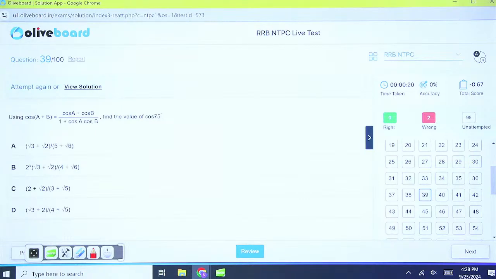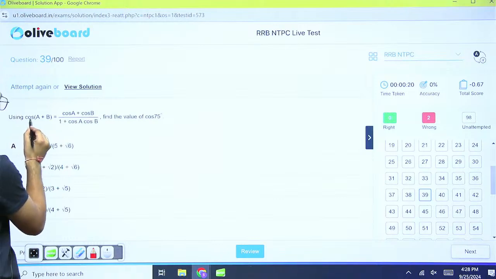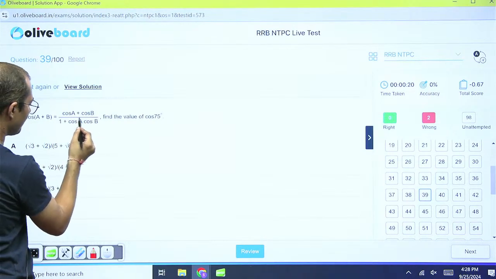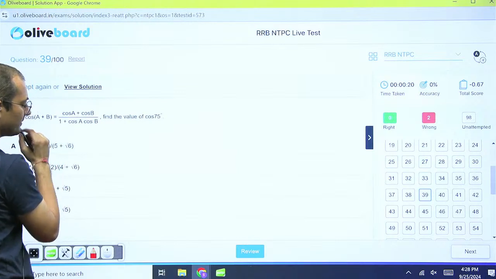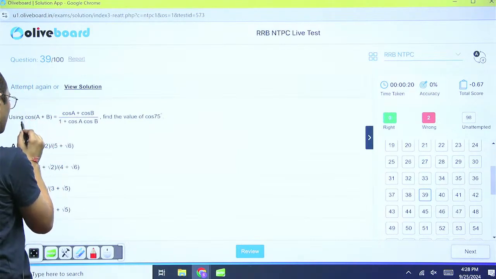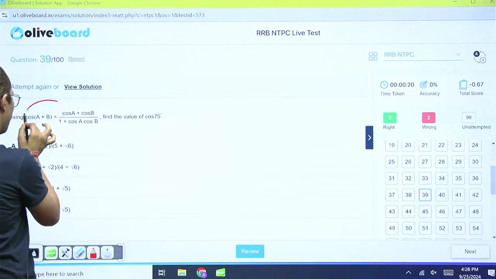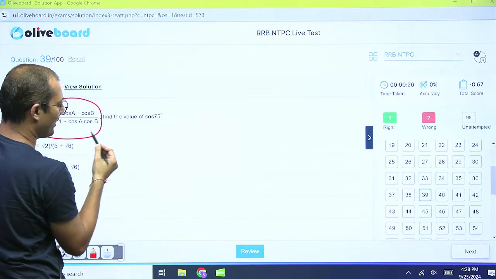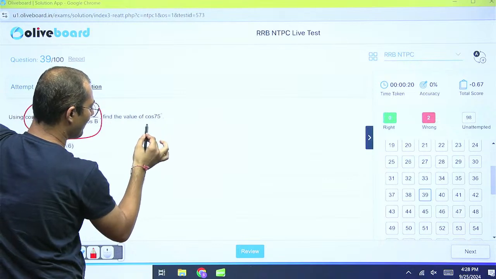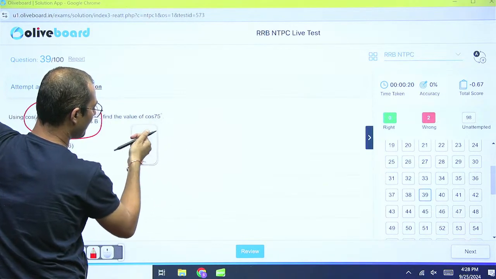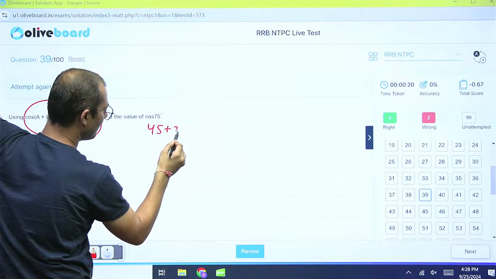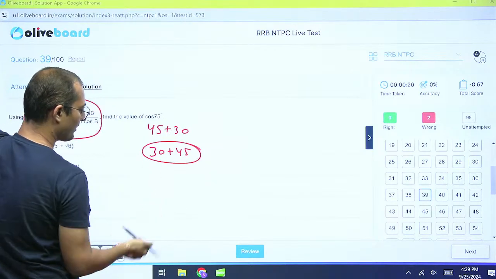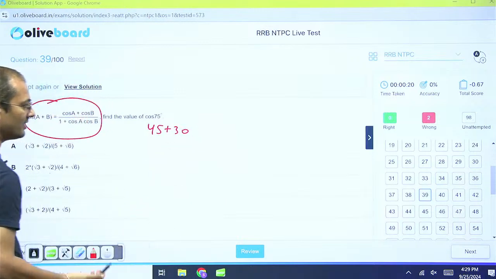See, the question is saying to use cos(A plus B) is equal to (cos A plus cos B) divided by (1 plus cos A cos B). So we have to use this expression and find the value of cos 75. So we can split 75 into 45 plus 30, or we can say 30 plus 45. We can take either one.